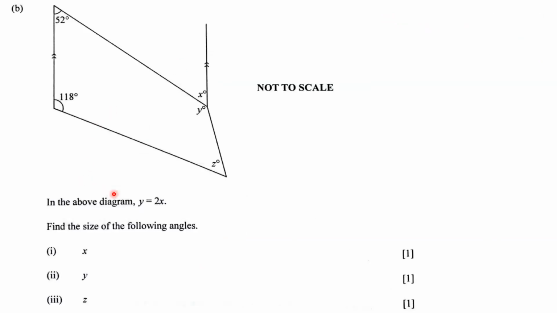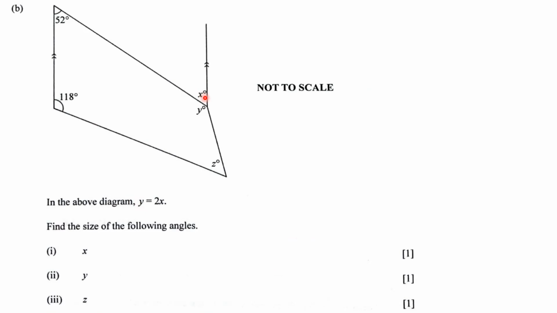Okay, moving right along, let's turn to the next question here. It says in the above diagram, y is equal to 2x. Now it says find the size of the following angles. So we have to find the size of angle x. Notice here we have angle x. Angle x is right here. And so they want us to figure out how many degrees. What is the size or the measure of angle x?